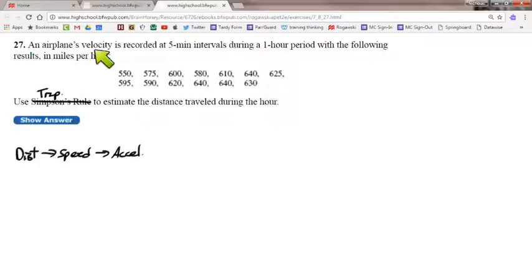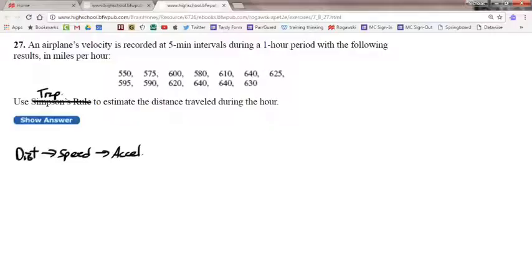An airplane's velocity is recorded at 5-minute intervals. Here they are, during a 1 hour period. How many 5 minutes are in a 1 hour period? 12, right? We have 60 minutes divided by 5, 12. Do we have 12 numbers? 1, 2, 3, 4, 5, 6, 7, 8, 9, 10, 11, 12, 13. How come there's 13?